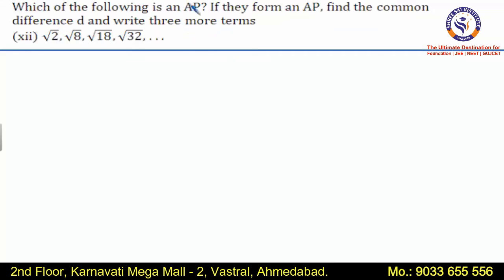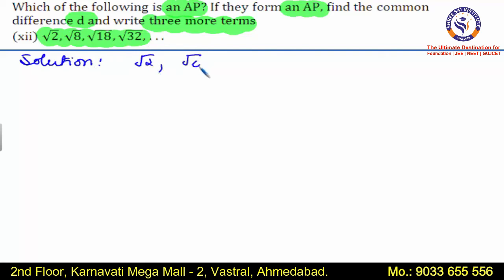This question says, is the given list of numbers an AP, and if they form an AP, find the common difference d and write 3 more terms. Beginning with the solution, the given set of numbers are root 2, root 8, root 18, root 32, and so on.